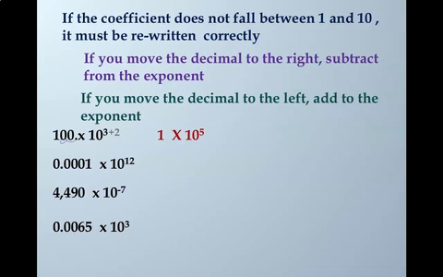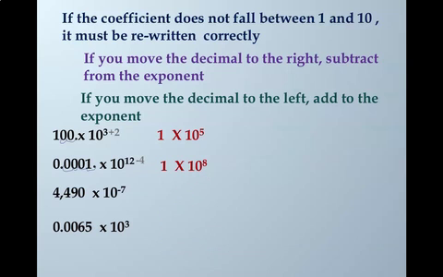Okay, next one. I'm going to put the decimal after the number. I'm going to go to the right, 1, 2, 3, 4. 4 to the right is subtracting 4 from what we had, 10 to the 12th. So here I get 1 times 10 to the 8th.